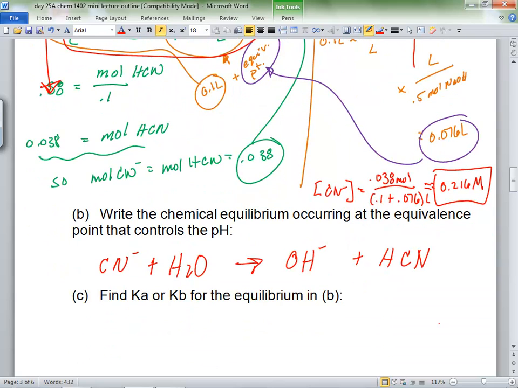Okay. Find Ka or Kb for that equilibrium. Okay. Eric, you have your hand out because we're going to need the what to get it.